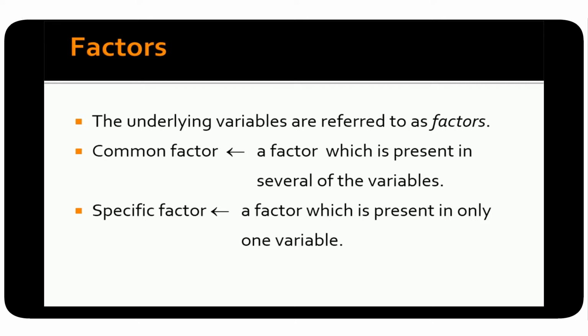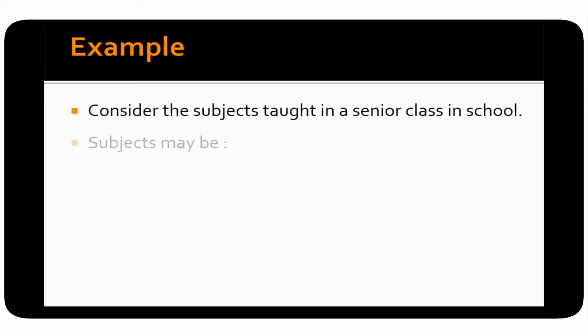These factors may be specific to a variable or common to several variables. We will be more interested in the factors which are common to several variables, because that will actually enable us to reduce the number of variables. Let us look at an example first.